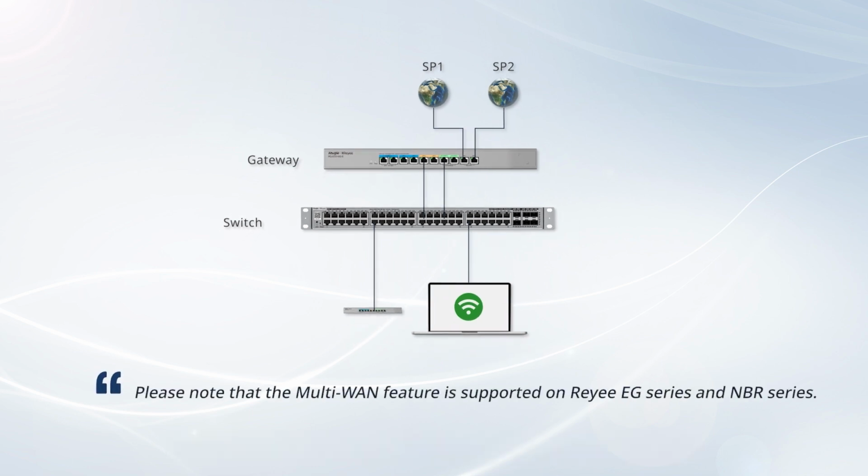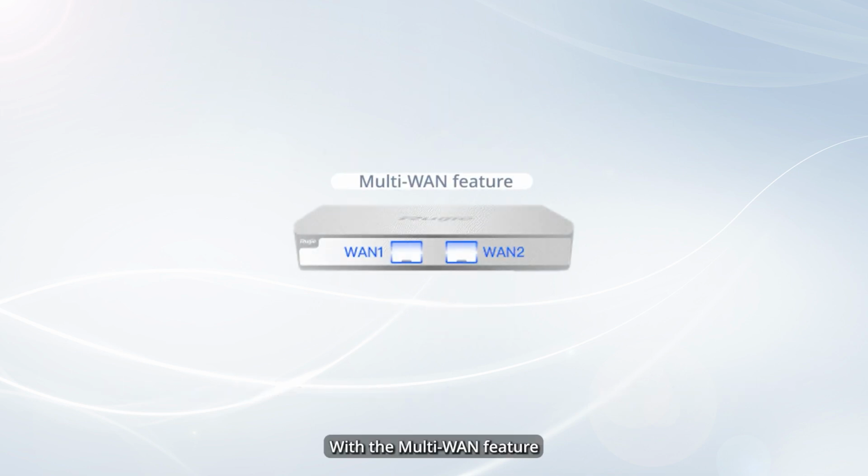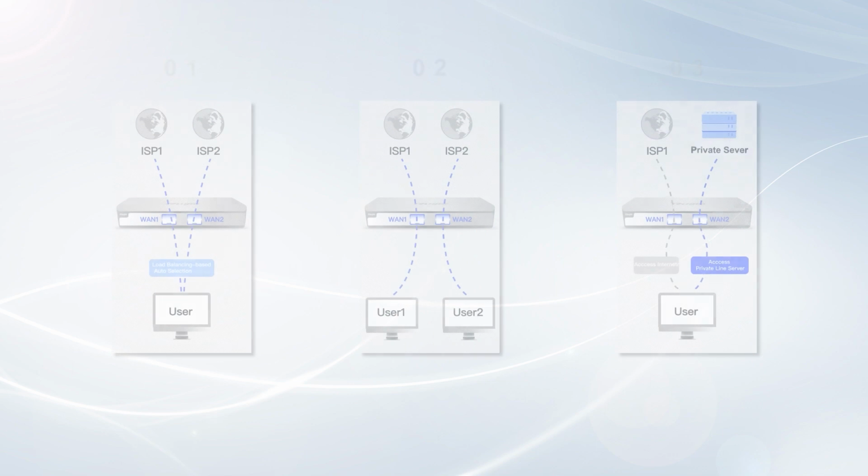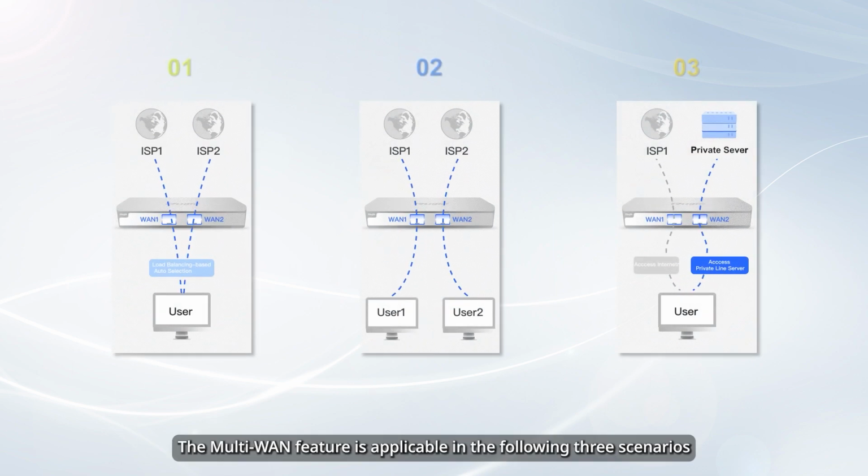Please note that the multi-WAN feature is supported on Ruijie EG series and NBR series. With the multi-WAN feature, you can configure multi-WAN settings on the gateway device to meet different service requirements. The multi-WAN feature is applicable in the following three scenarios.